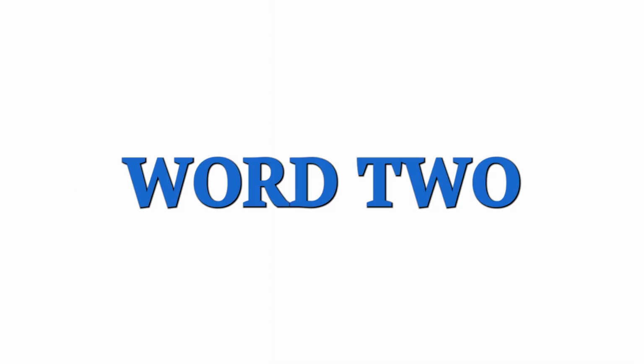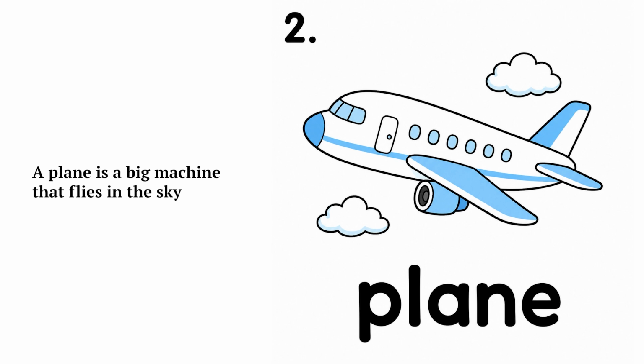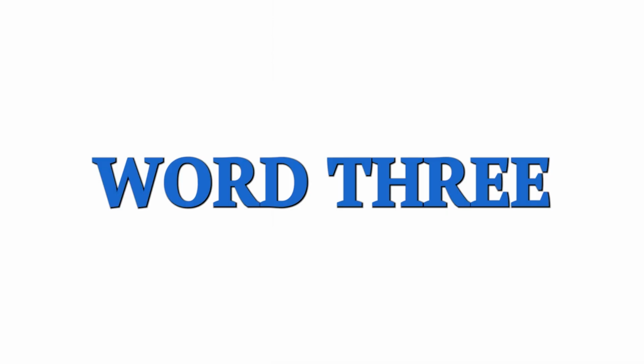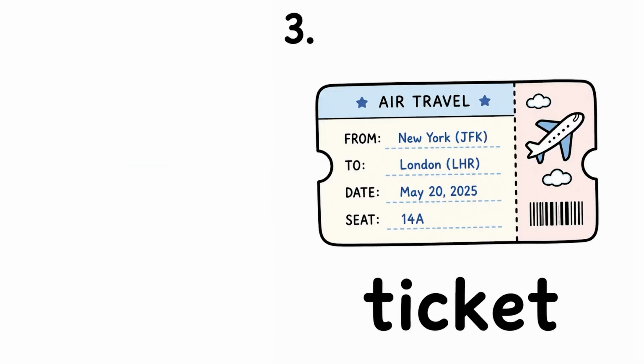Word 2. Plane. A plane is a big machine that flies in the sky. Example. The plane is very big. Word 3. Ticket. A ticket shows that you can travel. Example. I have my ticket.